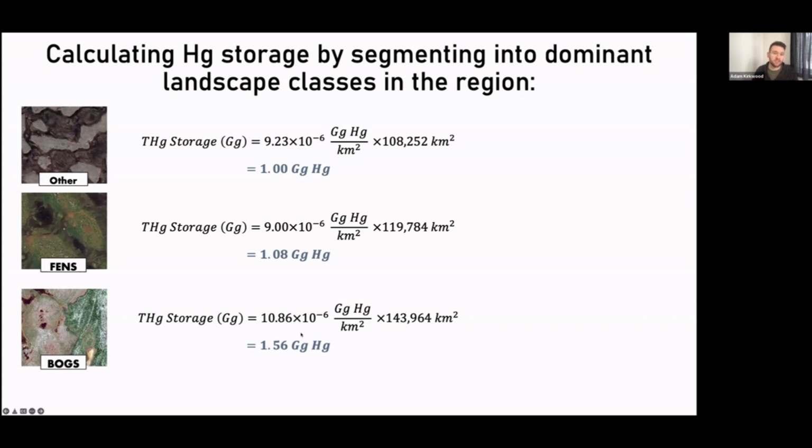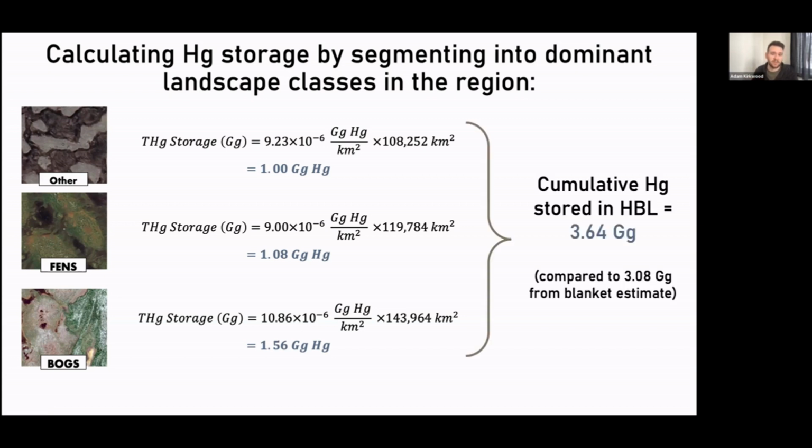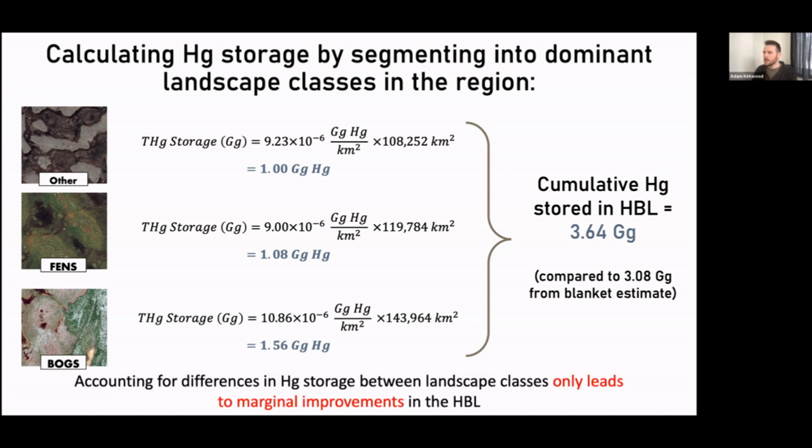To determine how much is in the full region, all we have to do is sum this up, and the cumulative mercury storage is about 3.64 gigagrams. And this is compared to the 3.08 gigagrams we got from applying that blanket estimate where we just used the one mean value. So what this shows is that in this region, which is a ubiquitous, very homogeneous, continuous peatland, accounting for spatial variation only leads to marginal improvements in estimating how much mercury is stored here.